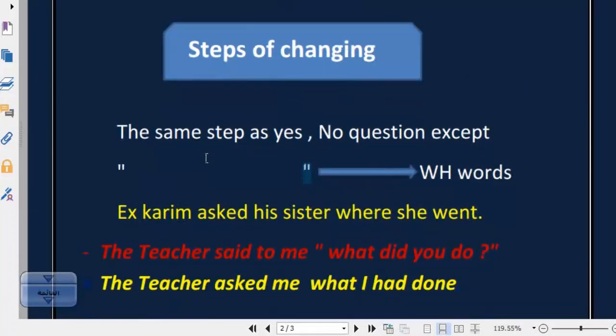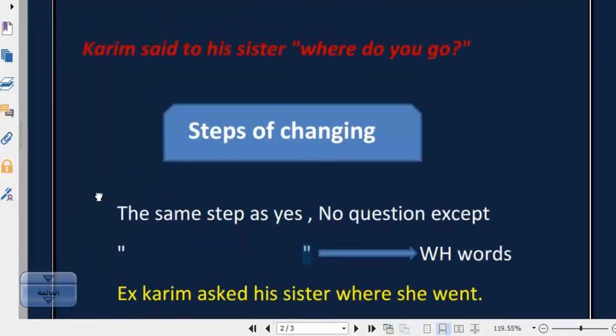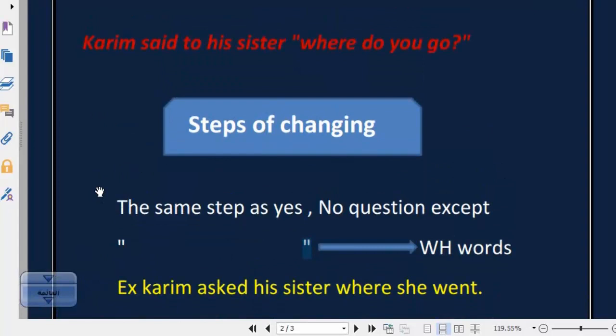So the answer will be, Karim said to his sister, "Where do you go?" So Karim asked his sister where. So please don't forget, in the WH question we put the question word, where she went. Why did we say she went again? Because we have do in the question, so we take it off and we change it to the past.